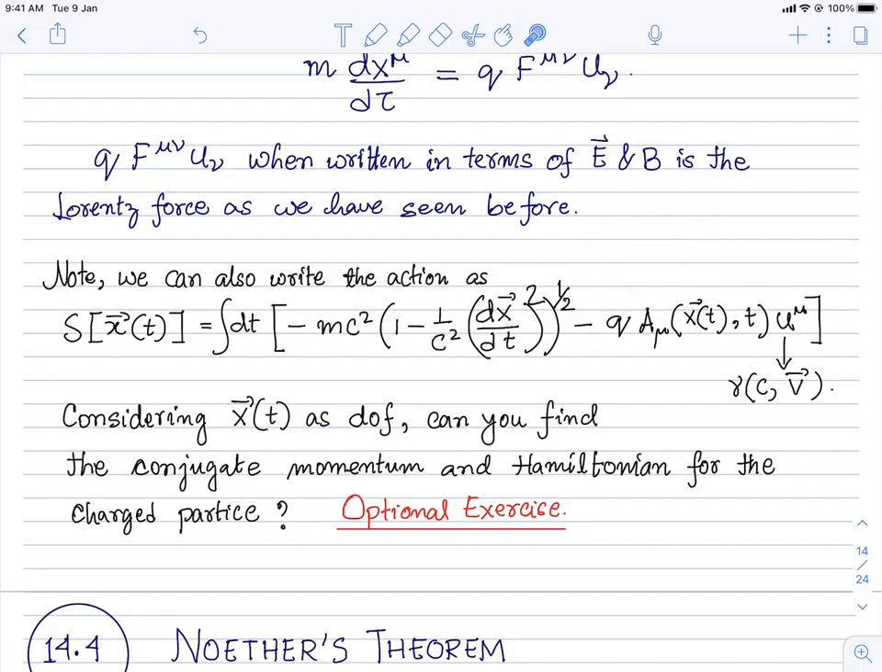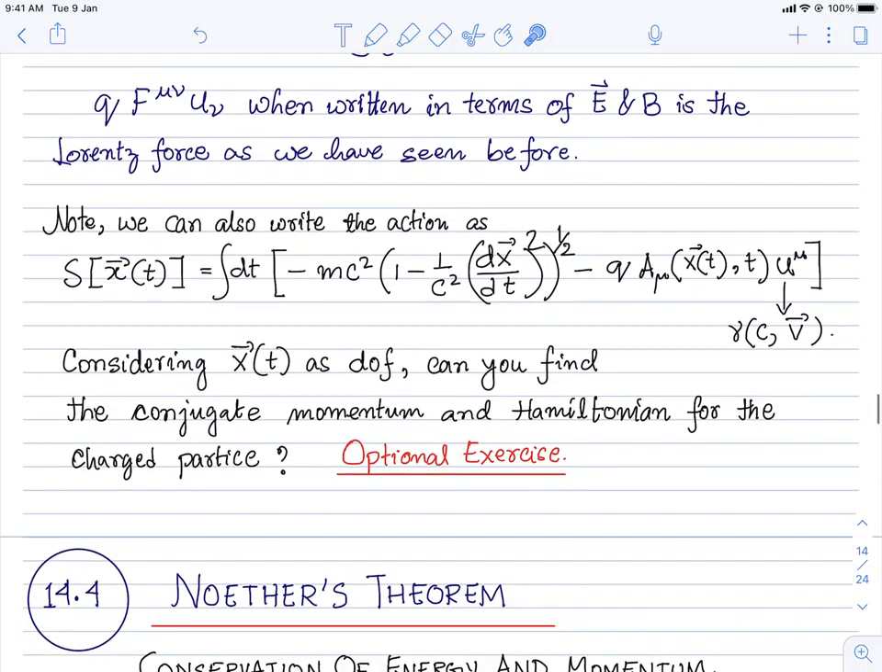So you might want to think of it in that way as well, if it is not manifestly relativistically covariant. That would give you the corresponding momentum and the corresponding Hamiltonian. I leave this as an optional exercise for you because this is more of a sidetrack.